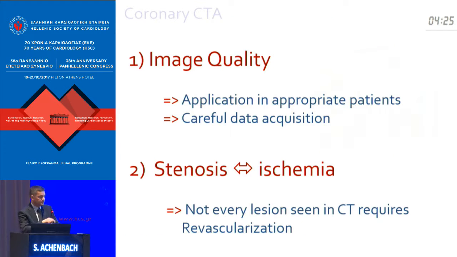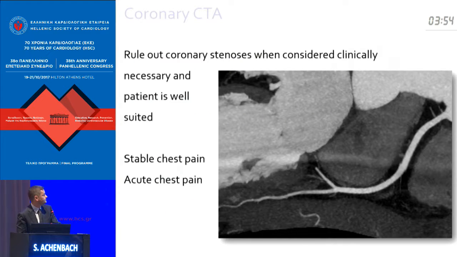So the two important issues to remember when considering the use of coronary CTA on one hand is that image quality must be kept very high. We need to ensure image quality by very careful data acquisition and by making sure that we're using this technique in appropriate patients, those in whom good image quality can be expected. And the other issue to keep in mind is that not every stenosis causes ischemia, so not every lesion seen in CT angiography requires revascularization. In many cases, we might need to do stress testing first.